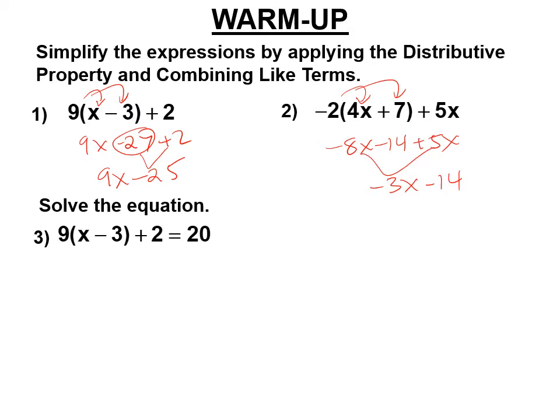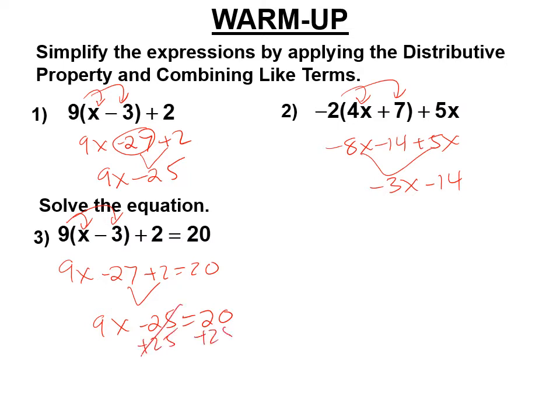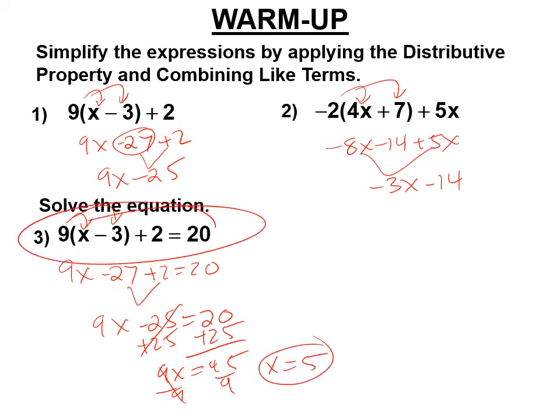So to solve this equation, you sort of can guess what to do. You start with distributive property. 9x minus 27 plus 2 equals 20. Combine your like terms. 9x minus 25 now equals 20. It's like the one above it. Now we have a two-step equation. So you just solve your two-step equation. 9x equals 45. Divide by 9, and x equals 5. And if you could do that without my help, you already know what to do today.